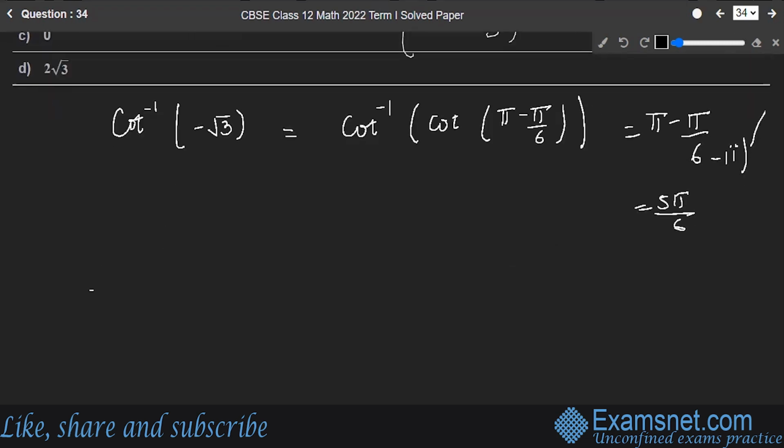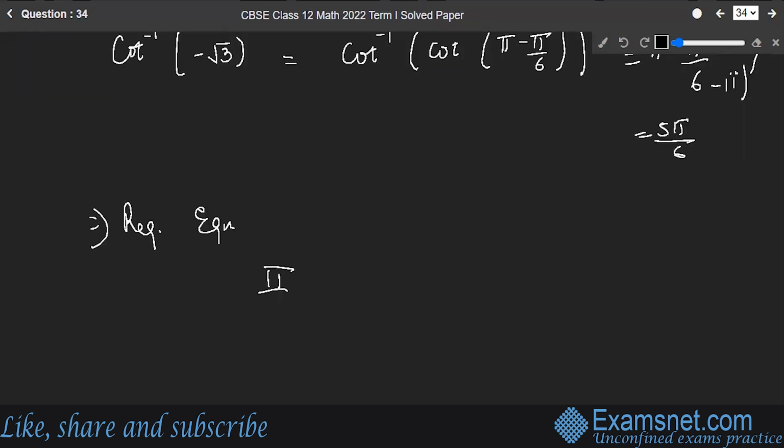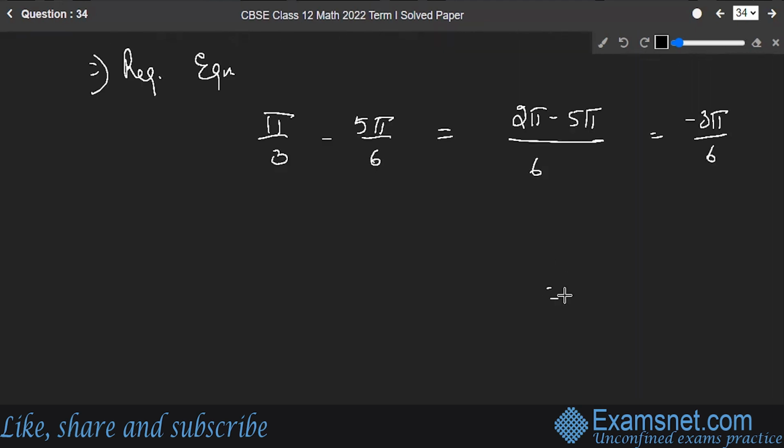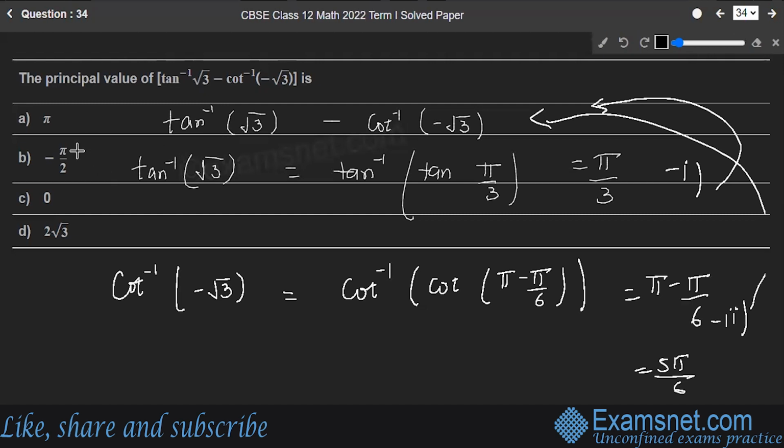So the required expression becomes pi by 3 minus 5 pi by 6, which gives you 2 pi minus 5 pi, that is minus 3 pi upon 6, or minus pi by 2, right? So you have option B as your answer.